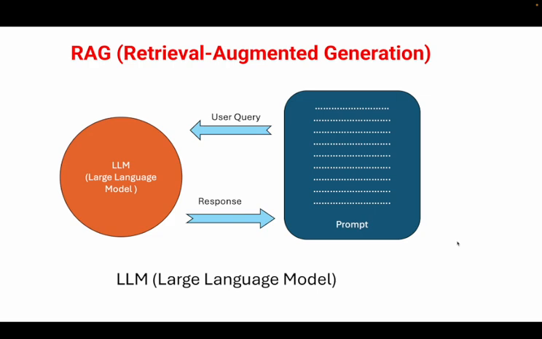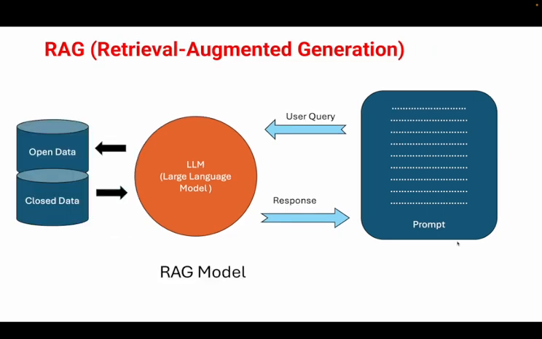For that kind of scenario we have RAG. Here we do not solely depend on the LLM model. We augment a retrieval source of data into this model, so that the user will always get the latest information. On the left hand side, if we see, we have open and closed data.